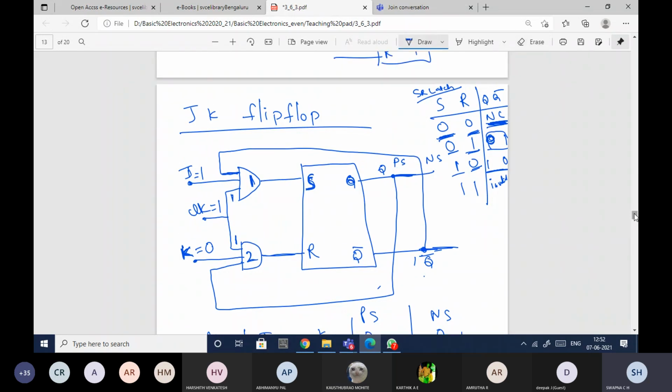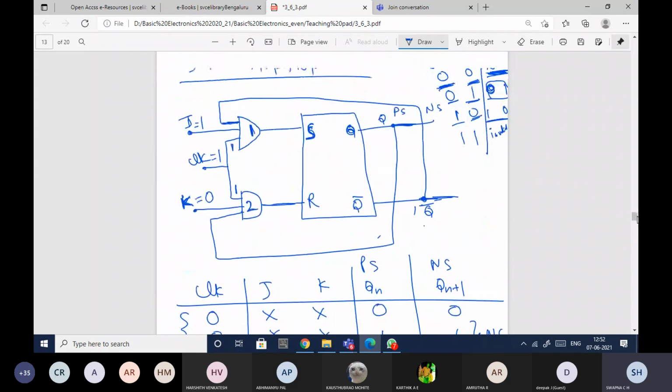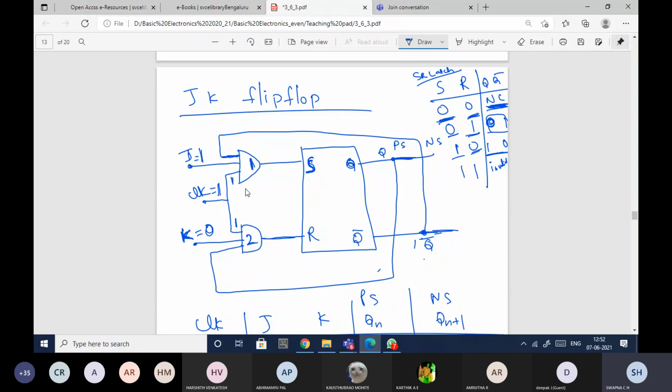See, now I am checking for the table. When clock is equal to 1, J is equal to 1 and K is equal to 0 and the present state is 0. So this is 1 and this is 1 and the present state is 0. Okay, so Q is 0, Q bar is 1. So this Q is fed to the second gate, Q value is 0, so this will come here. Q bar is 1, so this will go here. So 1, 1, 1, that is the input to the first AND gate. 1, 1, 1, the output of the first AND gate will be 1. 1, 0, 0, the output of the second AND gate will be equal to 0.